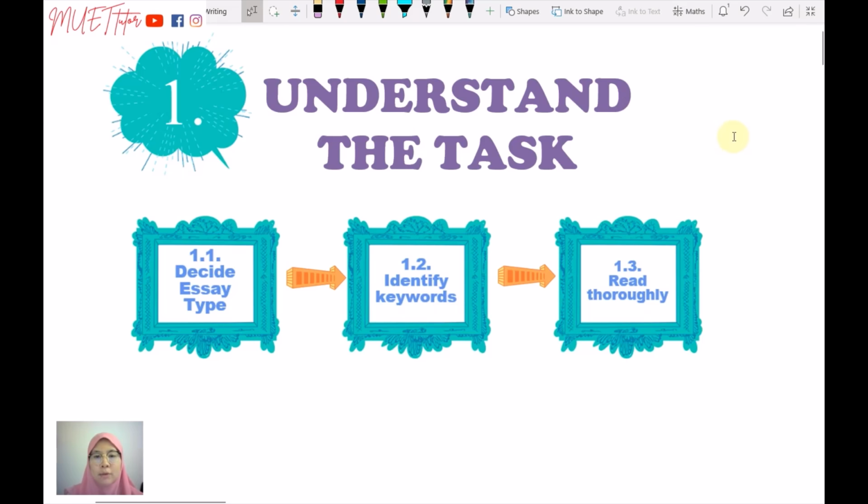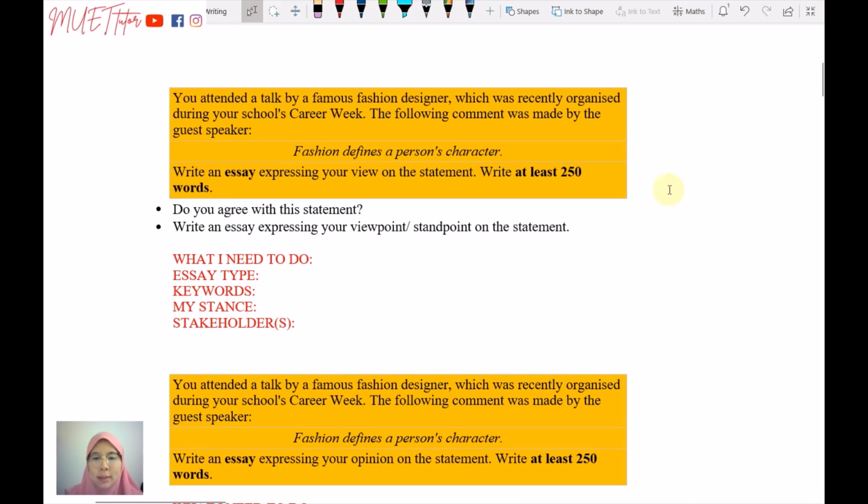I'd say there are 3 sub-steps when you're trying to understand the task. First, you decide on which type of essay, then identify the keywords, and then read the rubric again thoroughly. There will be 3 segments in the question: segment 1, segment 2, and segment 3. Usually, it's the last segment that tells you what kind of essay they're expecting you to write. It's either argumentative, discursive, or problem solution.